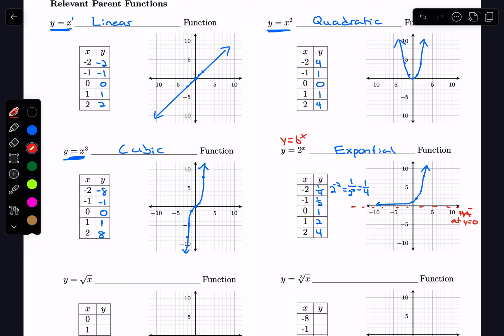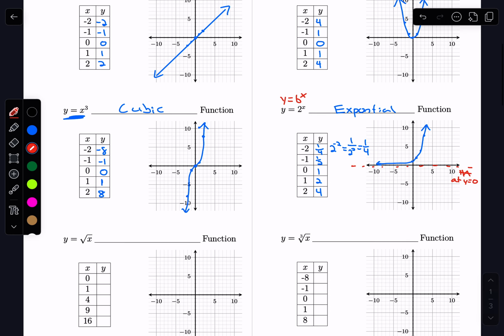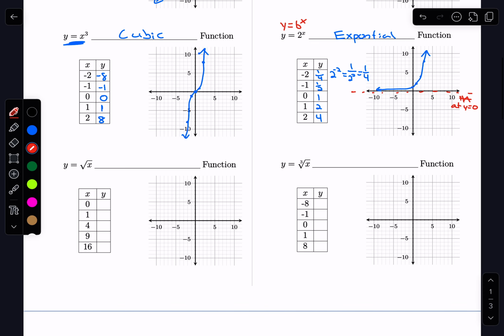Notice so far all of our domains have been all real numbers, negative infinity to infinity. There's no breaks in the graph, but we did finally just have a weird one where the left side flattens out instead of going down to negative infinity. All right, now we're going to end the streak of infinite domains because the next one is the square root of x, called a square root function.